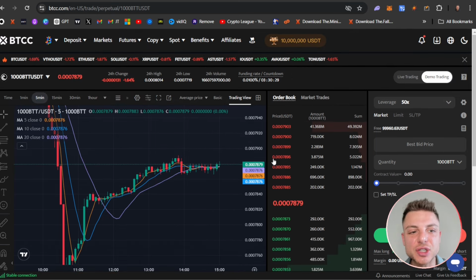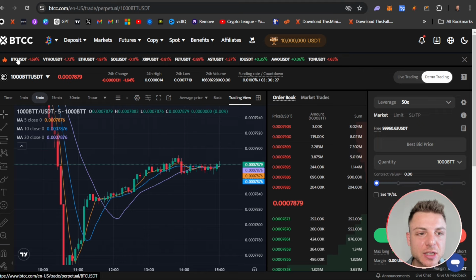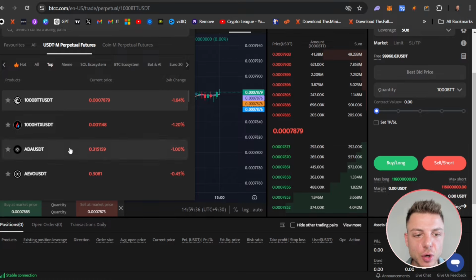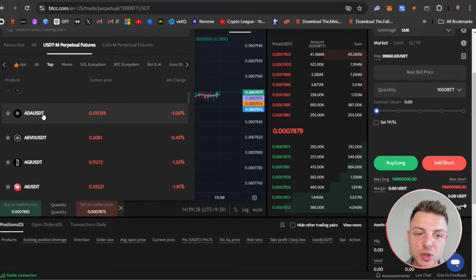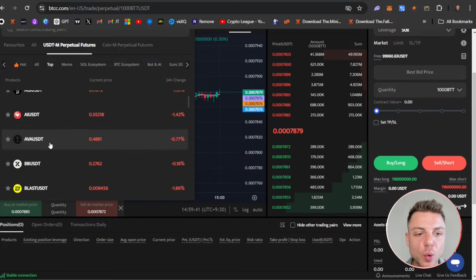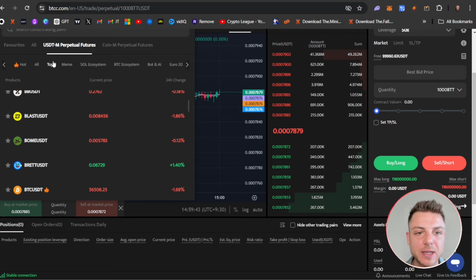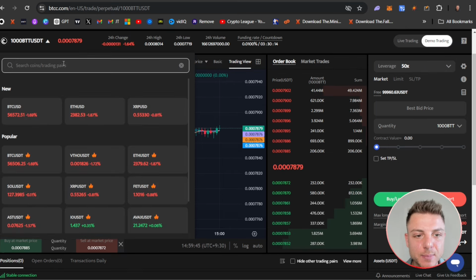It's really, really easy to trade different cryptocurrencies. You can see BTC is available, ETH. You can click up here and just go through all the different cryptos you want to trade. There's ADA, there's all these different other ones here. You could even simply type in the particular trading pair that you wanted here, BTC, Ethereum, XRP, all of the top cryptocurrencies available to trade.